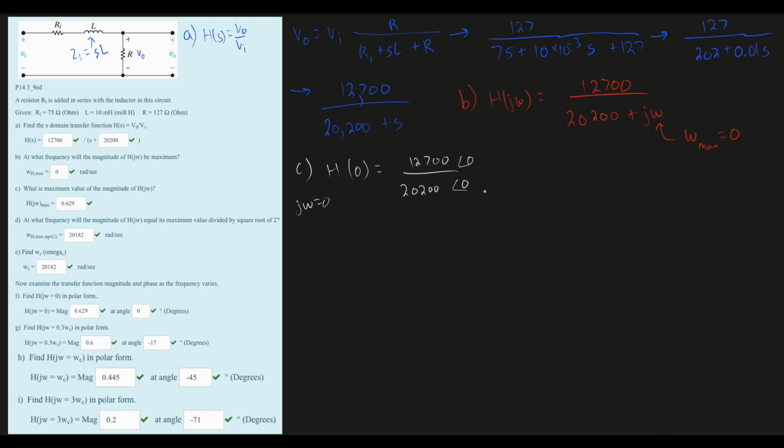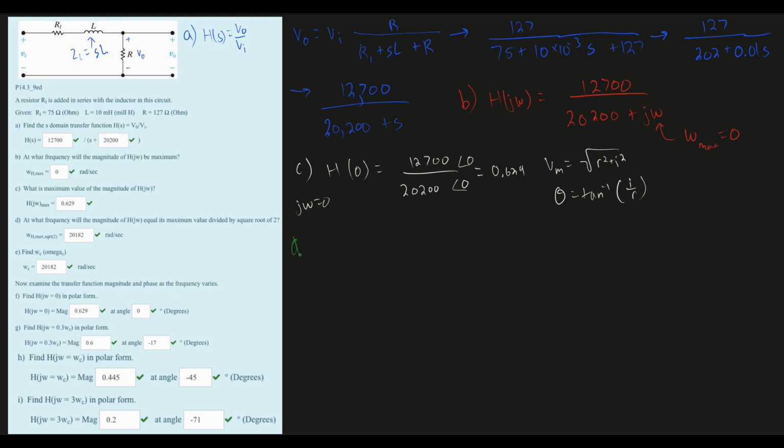To convert from rectangular to polar form, you use the equations where the magnitude is the square root of the real number squared plus the imaginary number squared, and the angle is equal to the inverse tangent of the imaginary over the real number. In doing this, we are going to get 0.629 if we divide them. And that will be the answer for part C.